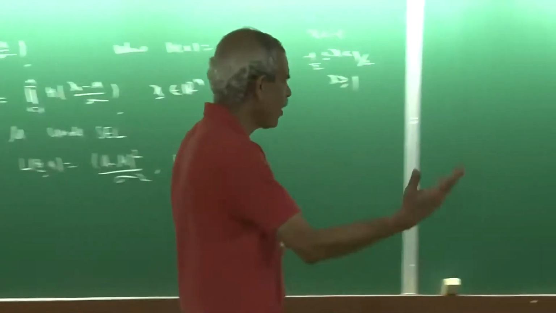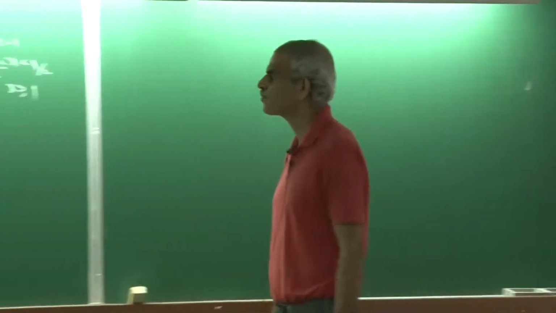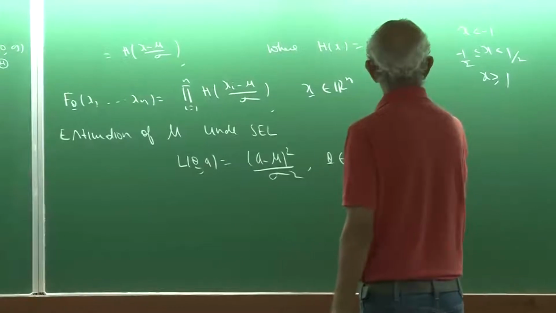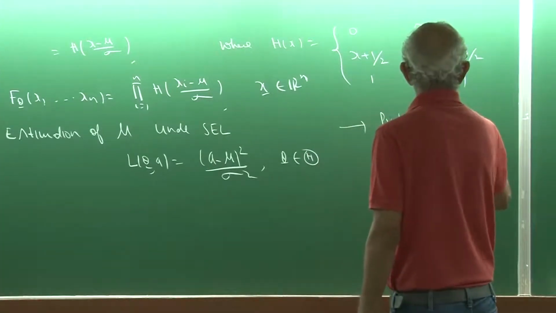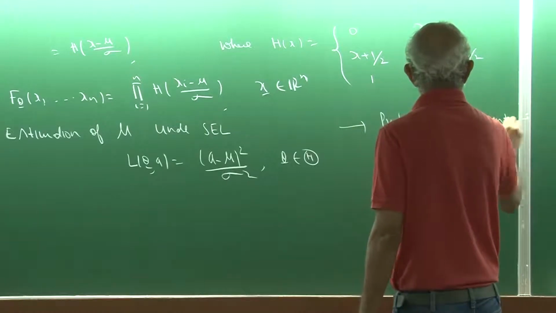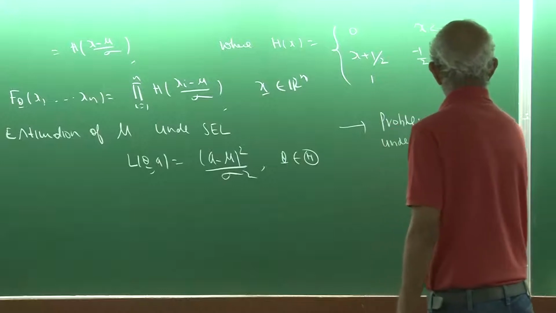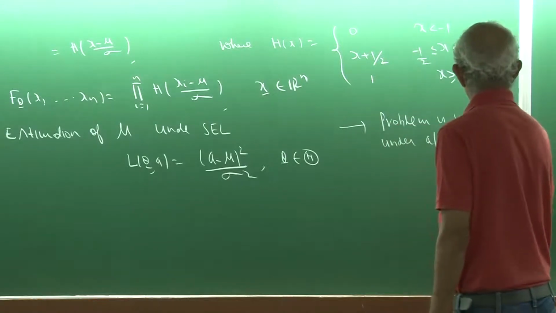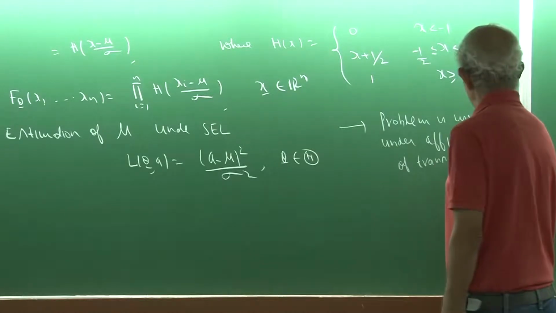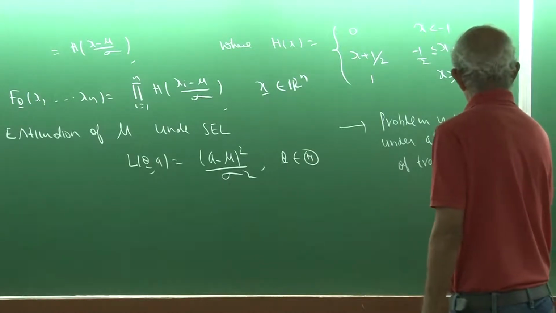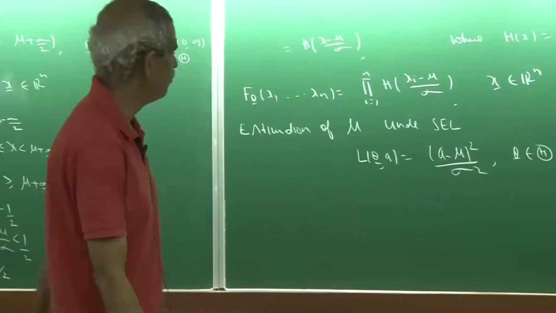So what I need to know, now I know that my problem is invariant under G. So the problem is invariant under the affine group of transformations. So I have to find the minimum risk invariant estimator of mu.